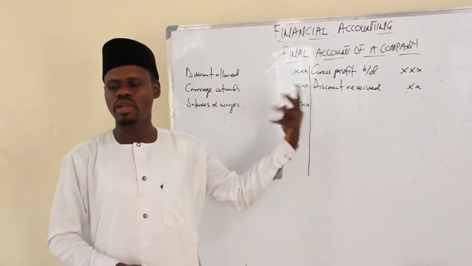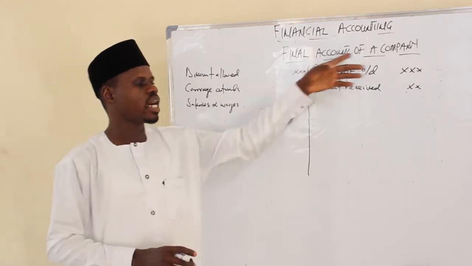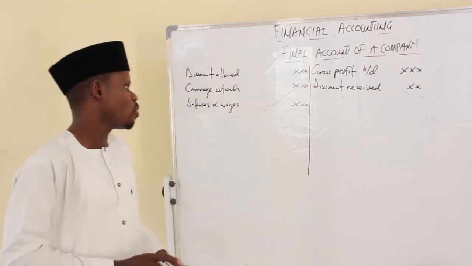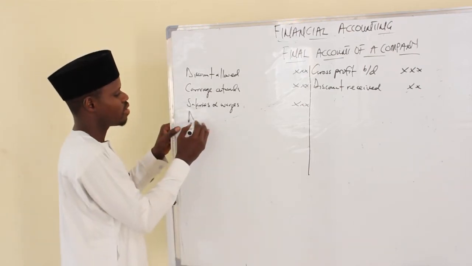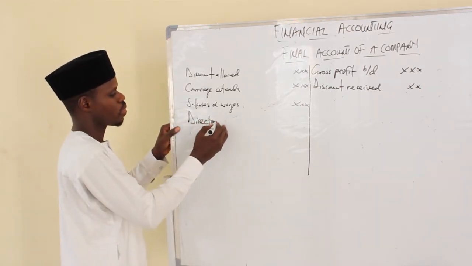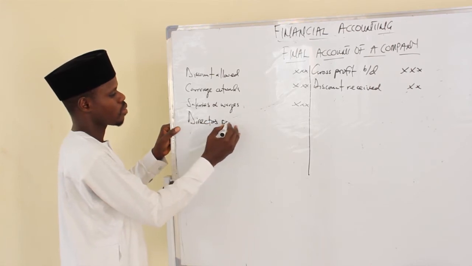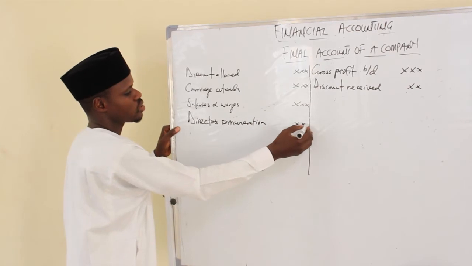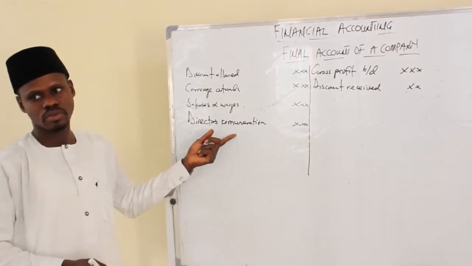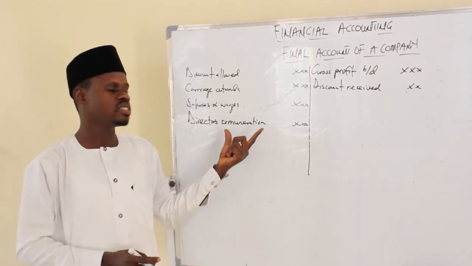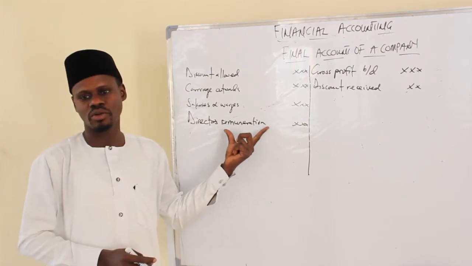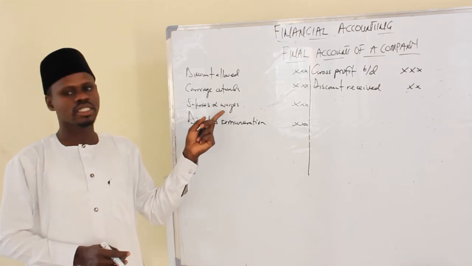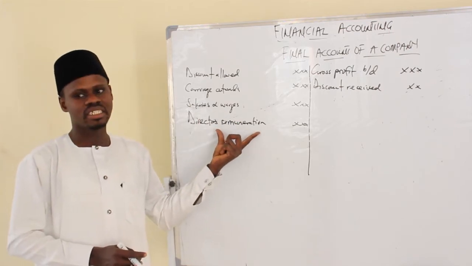And like I said, the only additional items in the final account of a company are three additional expenses. We have what we call director's remuneration. When we say director's remuneration, we mean the board of directors, people saddled with the responsibility to manage the company. We are required to disclose their remuneration. We are not required to add it to salaries or wages. No, you are required to disclose it separately.